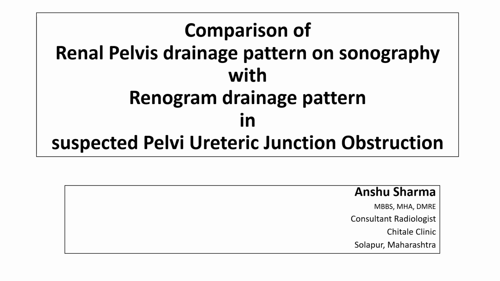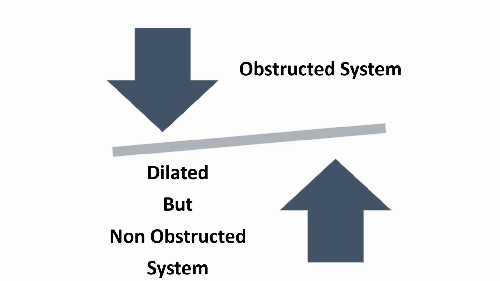Comparison of renal pelvis drainage pattern on sonography with renogram drainage pattern in suspected pelviureteric junction obstruction. The biggest dilemma that a radiologist and a clinician faces when we come across cases of prenatally detected PUJ-like obstructions is how do we differentiate an obstructed system from a dilated but non-obstructed system?